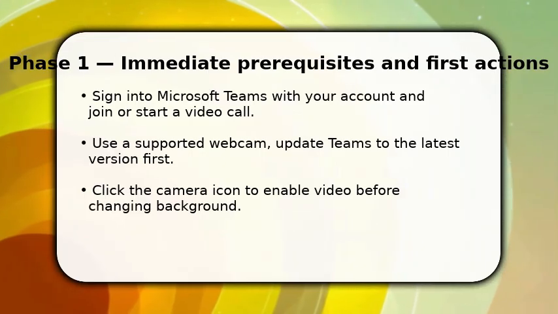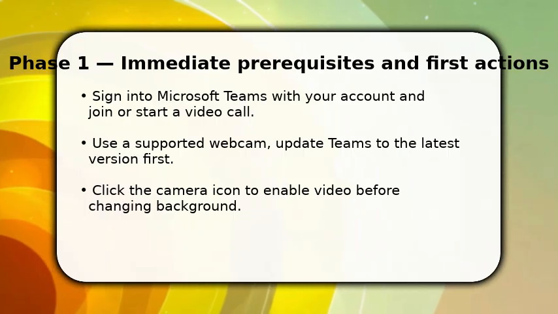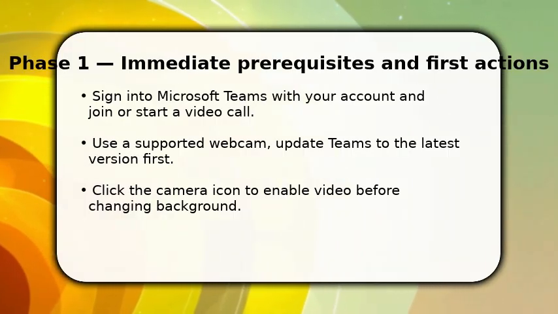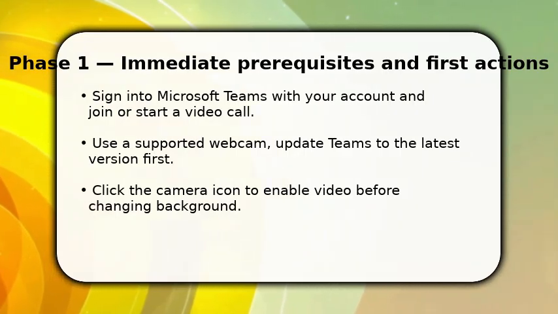Enjoy the video. You start by opening Microsoft Teams and joining a meeting. Make sure your camera works. Once you're in the lobby or call, turn on your video so background options appear. This is required. Next, click the three dots for more actions.